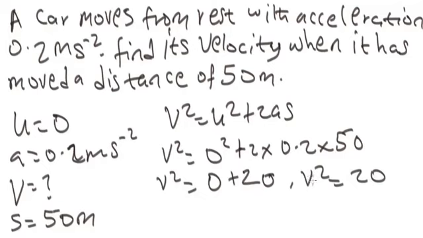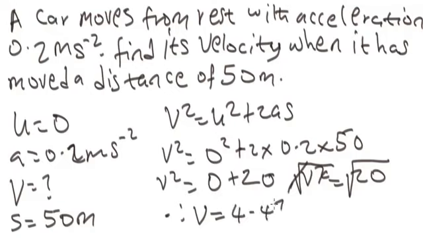So to make v the subject of the formula, you take the square root of both sides, so the square root will cancel the square, therefore our v will be the square root of 20, which will be, let me punch it, 4.47. We are talking about velocity, so meter per second. Alright, if we leave it to two decimal places, this will be the answer to this question.